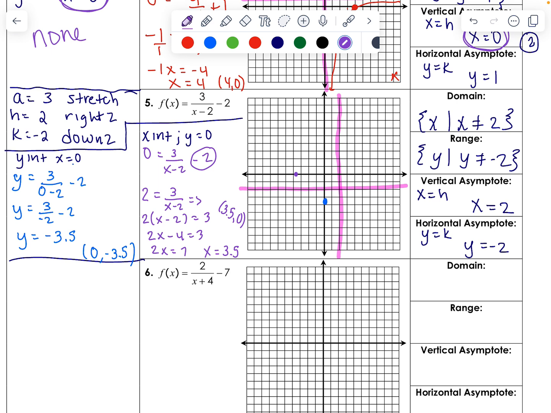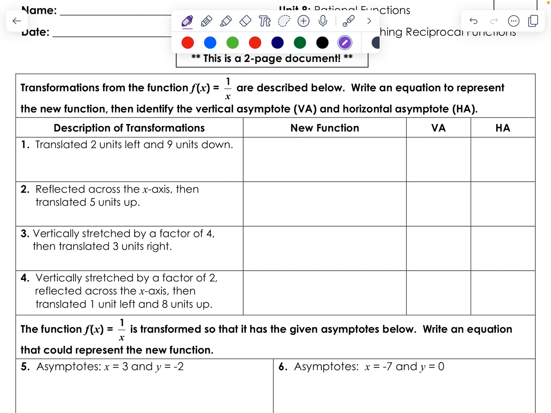We're gonna skip those two. And this is a worksheet. So I'm gonna do a couple of them just to give you an idea what we're doing. It says transformations from the function f of x equals 1 over x are described below. Write an equation to represent the new function, then identify the vertical and the horizontal asymptotes.